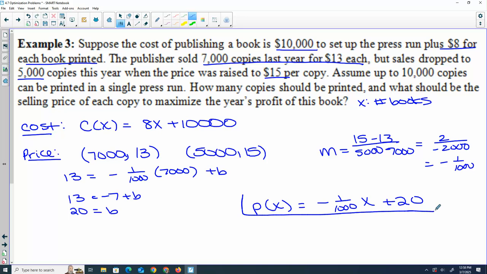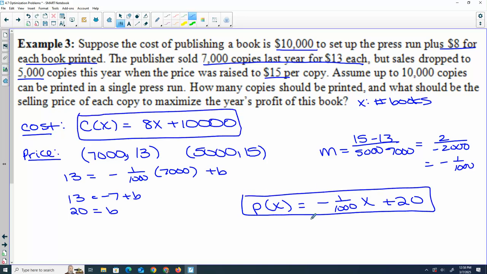So here's the information we have so far. We have cost, we have price. Let's see what else it gives us. Assuming up to 10,000 copies can be printed in a single press run. What does that tell me? The max. Right, the max is 10,000. If I go over 10,000, this whole equation changes. How many copies should be printed, and what should be the selling price per copy to maximize this year's profit?